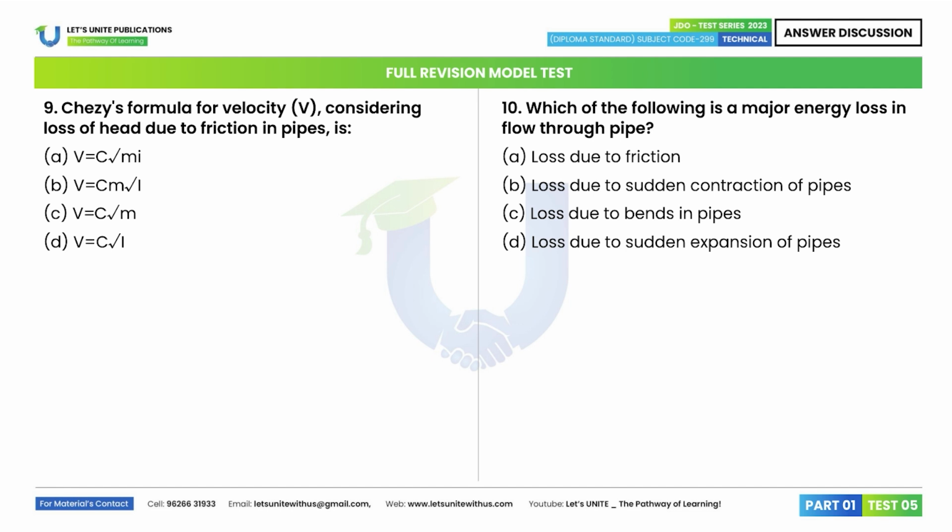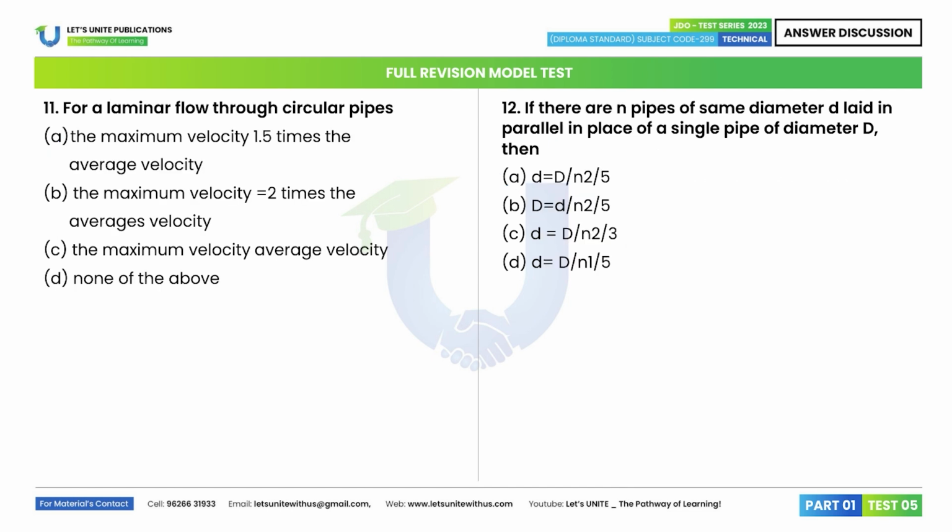Ninth question, Chezy's formula for velocity considering loss of head due to friction in pipes: option A is the correct answer, V equals C root mi. Tenth question, which of the following is a major energy loss in flow through pipe? Loss due to friction. Option A is the correct answer. Eleventh question, for laminar flow through circular pipes the maximum velocity equals 2 times the average velocity. Option B is the correct answer.